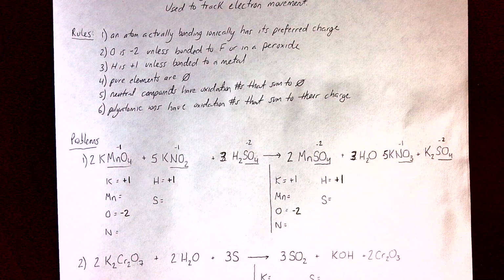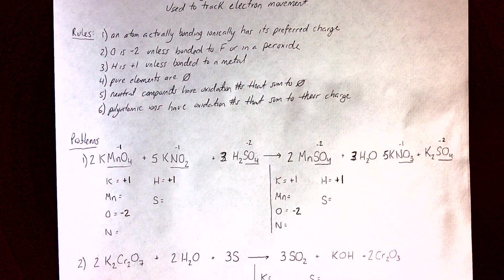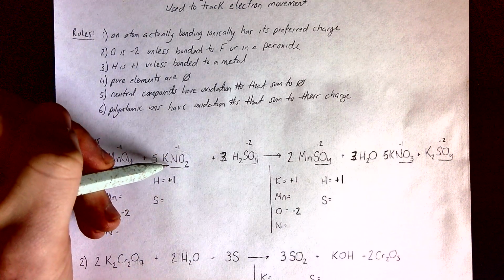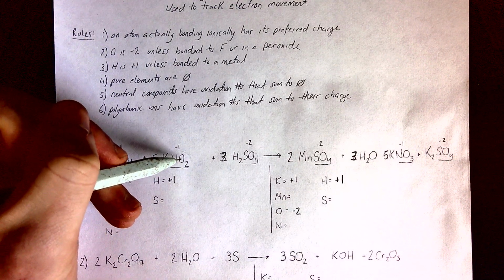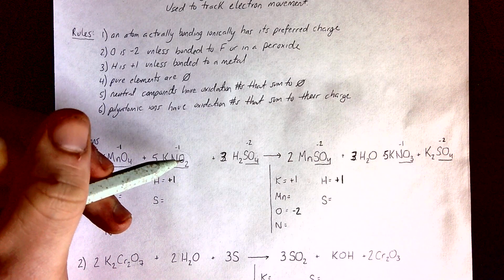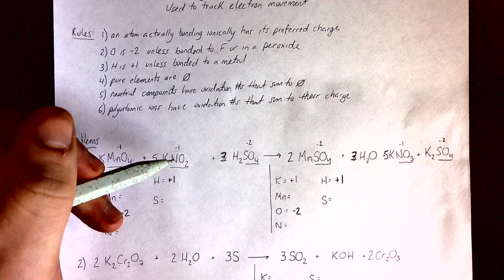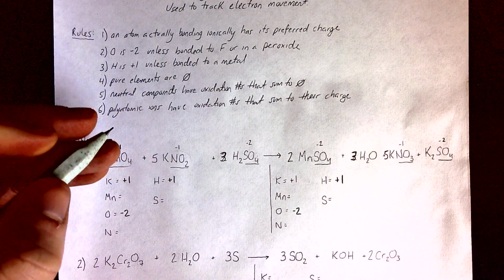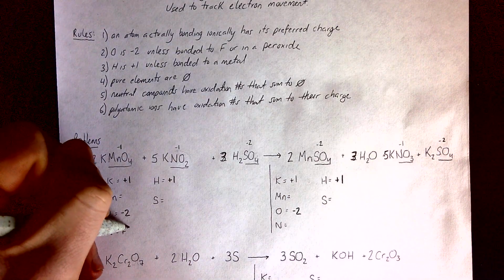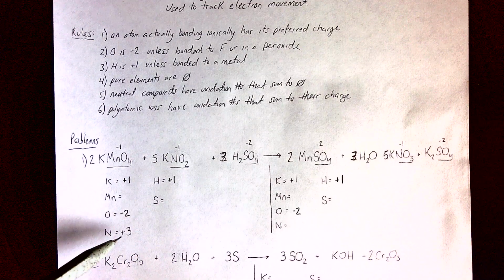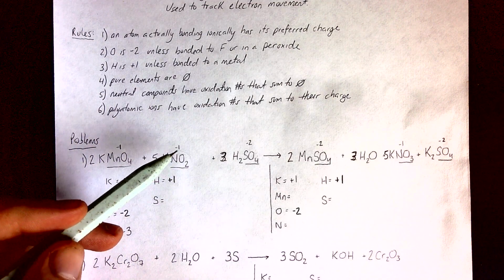K is done. Now let's take a look at N. Well, over here, this whole thing adds up to -1, and O we said was -2. If there are 2 oxygens, that means we have something -4 is -1. So in this case, N over here is +3. +3 -2 -2 is -1.